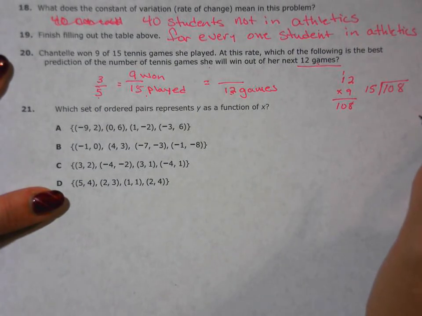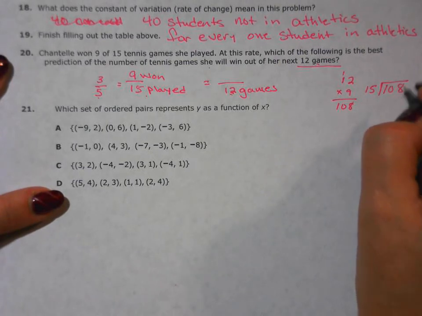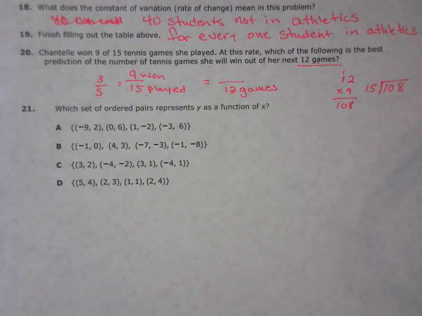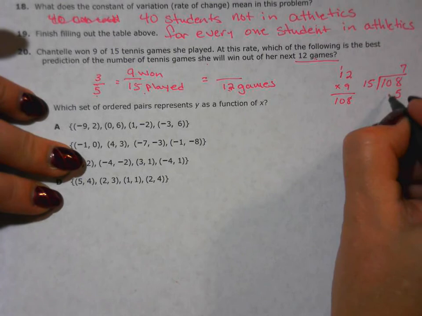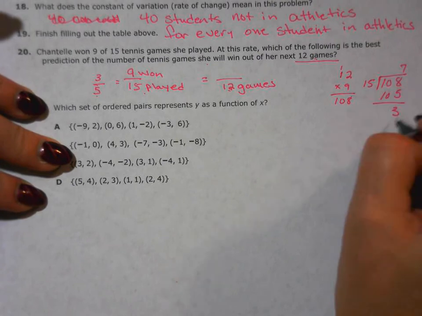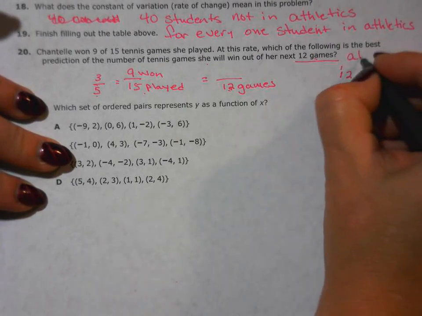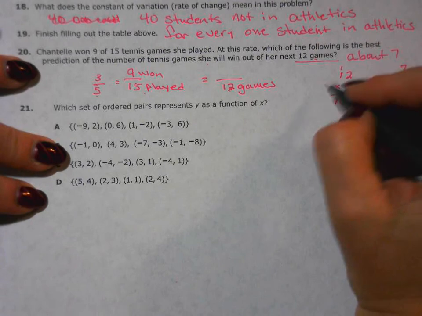And let's see, calculator. So let's see, 7 would be 105. The remainder of 3, so that would be 7 and 3/15 or 7 and 1/5. So I would say about 7. What is the best prediction of the number of games she will win? And I would say about 7, yeah. Just leave it like that.